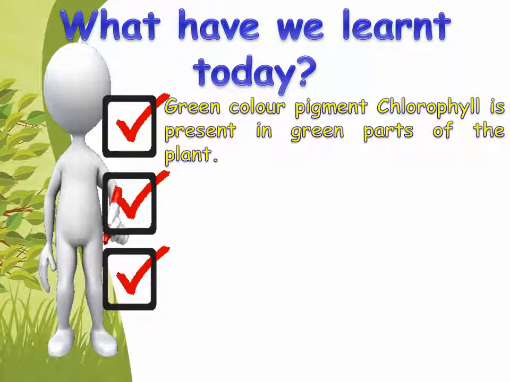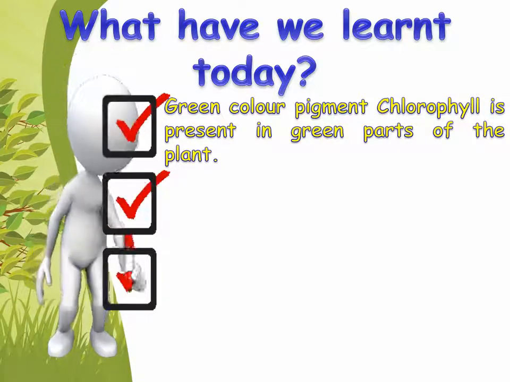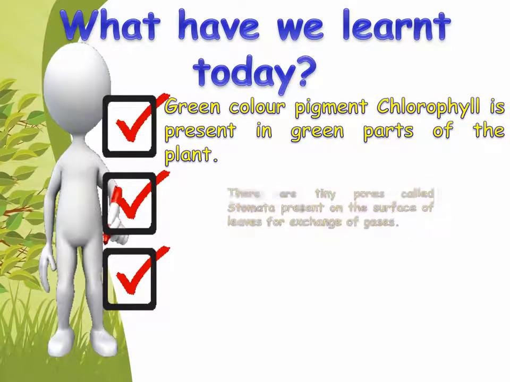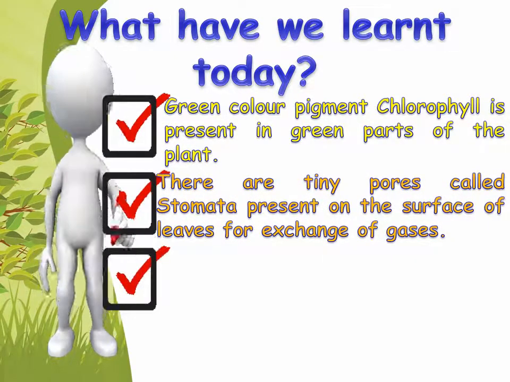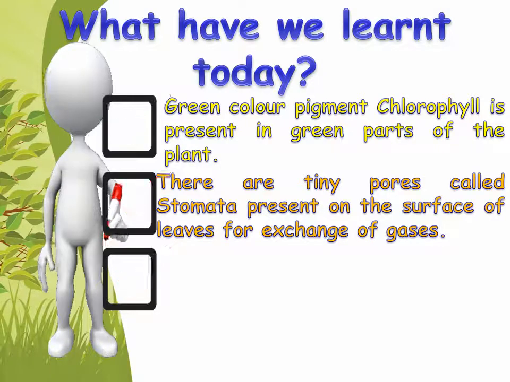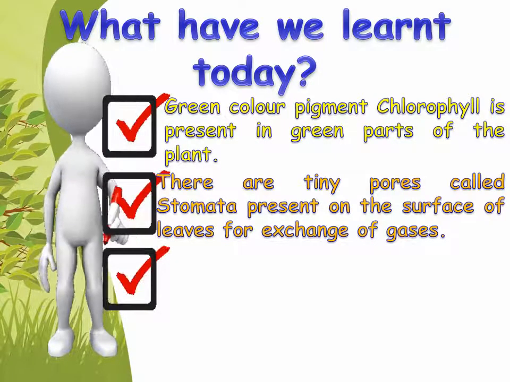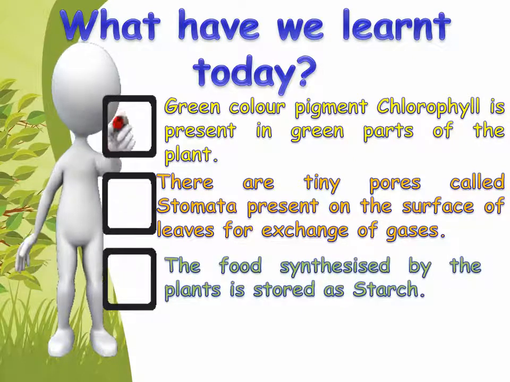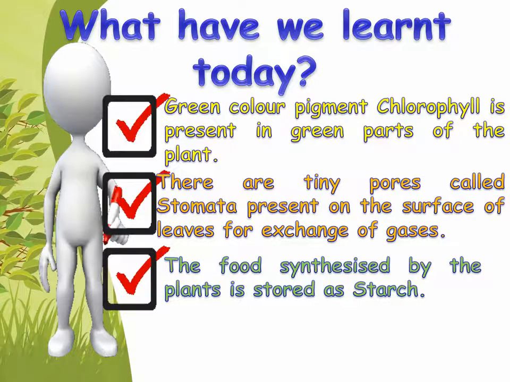Green color pigment chlorophyll is present in green parts of the plant. There are tiny pores called stomata present on the surface of leaves for exchange of gases. The food synthesized by the plants is stored as starch.